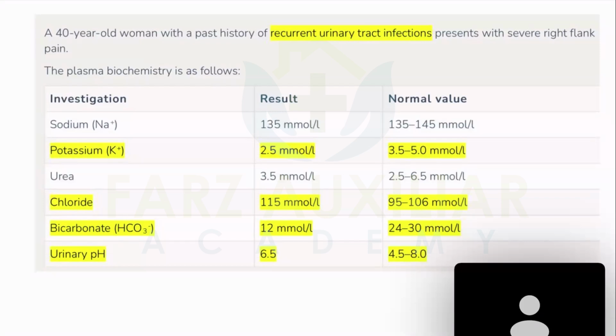Okay. So recurrent UTI with hypokalemia, with metabolic acidosis, with urinary pH 6.5. So what is the diagnosis? Just write it down or tell me. I won't be giving the options because the options will help you. Yes, hypokalemic metabolic acidosis.